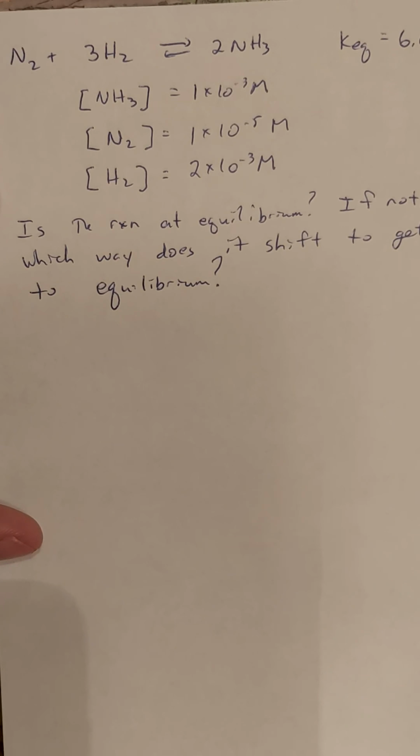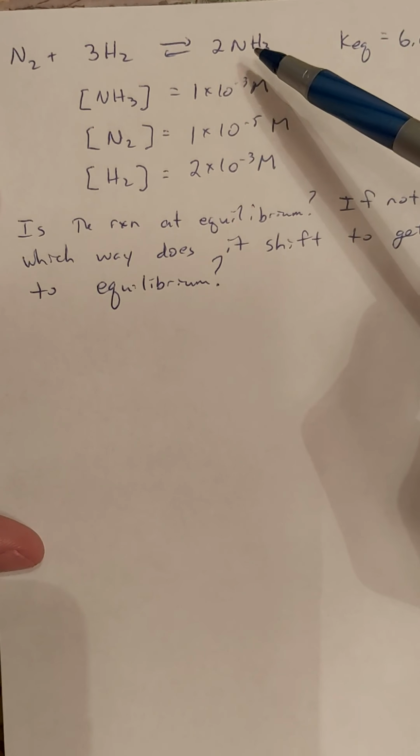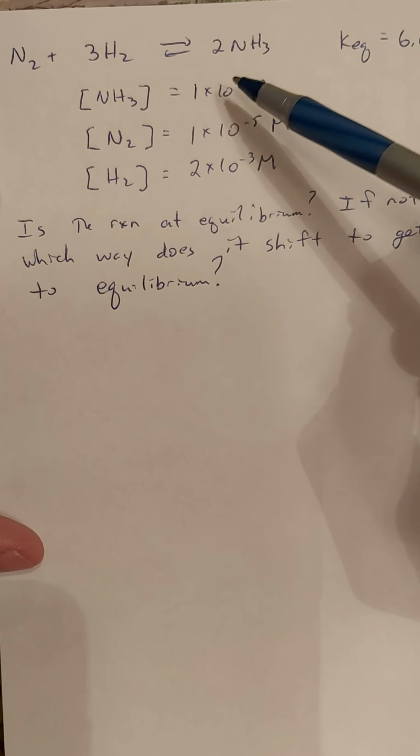All right, let's try a question where we're trying to decide which way the equilibrium will shift. And yes, we have done questions like this in class already, but we didn't really get a chance to practice. So I just want to go over one as a group. So we've got a reaction here, N2 + 3H2 goes to 2NH3.